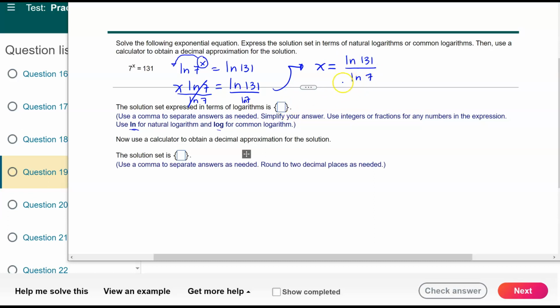And that's what you would type in here. So you type in ln of 131 over ln 7. Then you can plug that into your calculator to get the approximation, and you round it off to 2 decimal places. So you just plug this into your calculator, and whatever the answer is will be plugged in here.